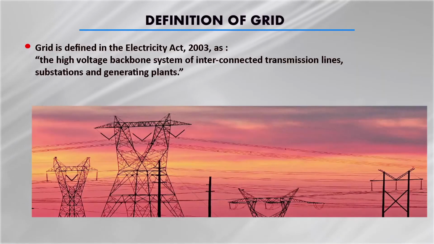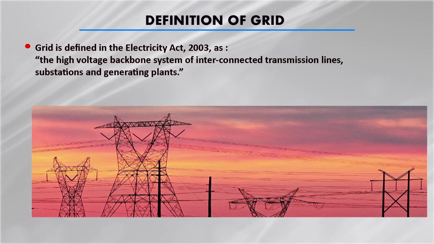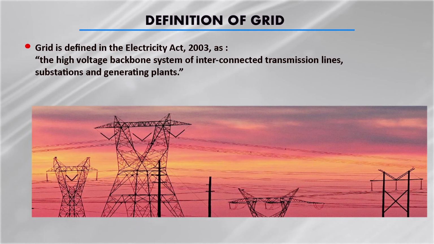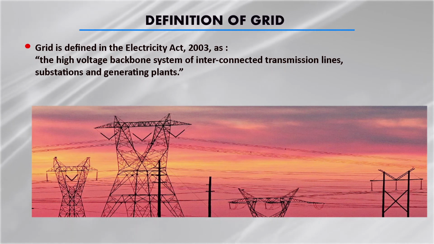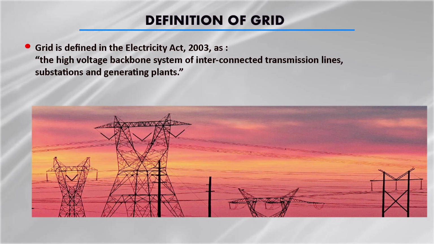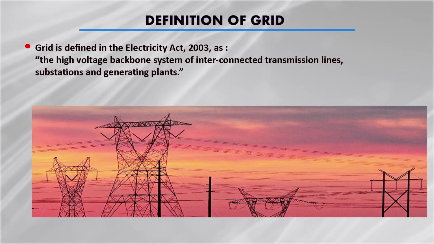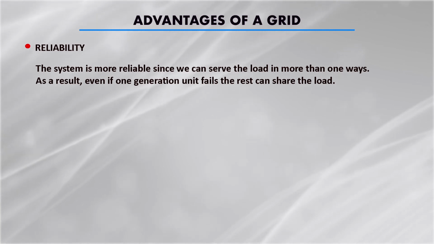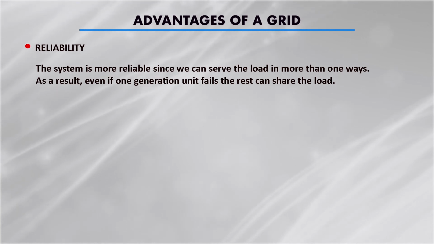So how can you define the grid? If I give the standard definition, the grid is defined in the Electricity Act 2003 as the high voltage backbone system of interconnected transmission lines, substations and generating plants. So what are the advantages of this grid? It makes the system reliable, it makes the system stable, and there are some economical advantages.